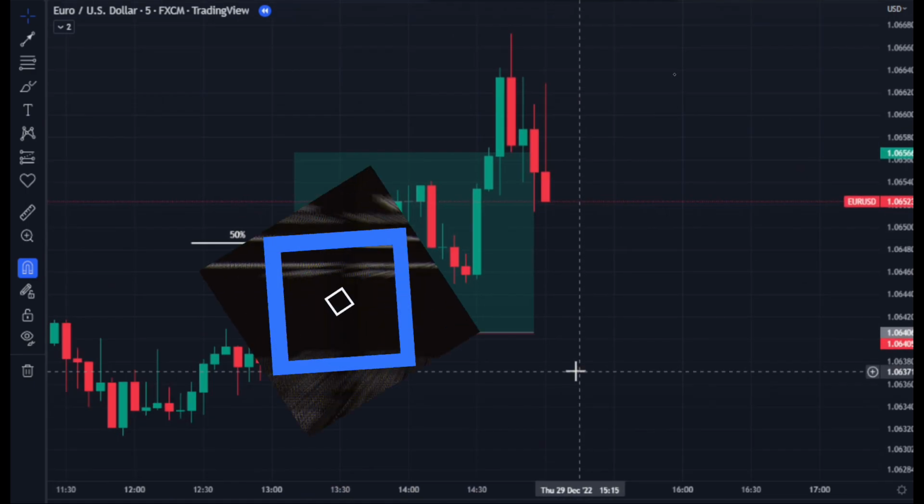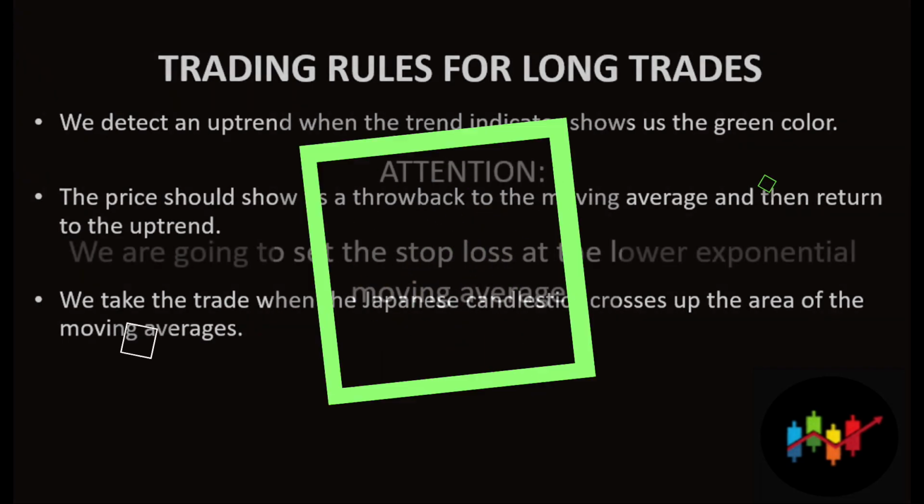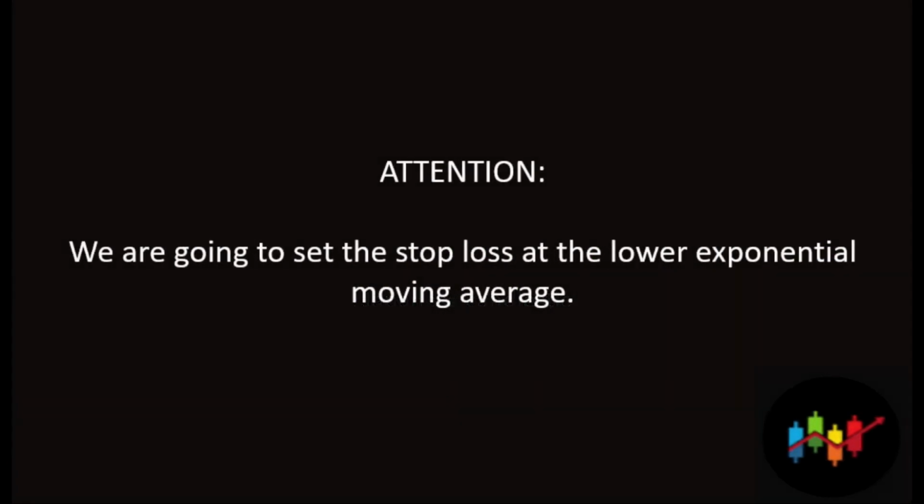Now let's explain the rules for the strategy. Okay, first we are going to explain trading rules for long trades. First, we detect an uptrend when the trend indicator shows us the green color. Second, the price should show us a throwback to the moving average and then return to the uptrend. Third, we enter the trade when the Japanese candlestick crosses up the area of the moving averages. Now pay attention here. We are going to set the stop loss at the lower exponential moving average.